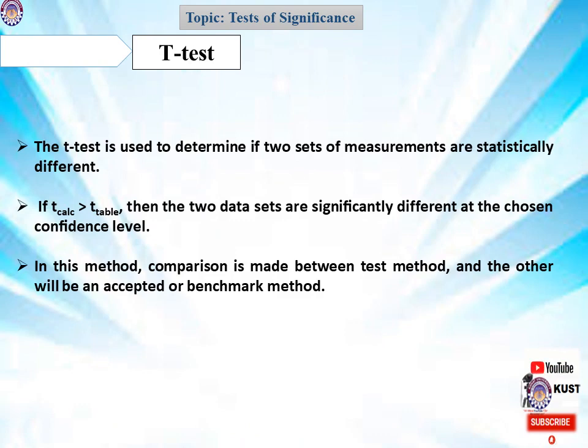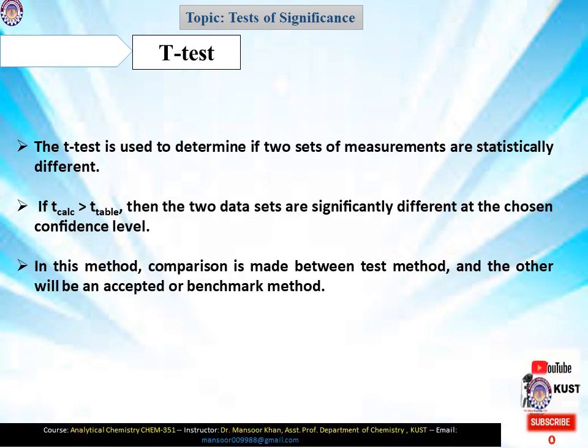Another test of significance is called the t-test. The t-test has the same significance as that of the F-test. It is also used to compare two data sets, which is the comparison of your method and the accepted method, or in other words, the comparison of the significance of your method and the accepted method.